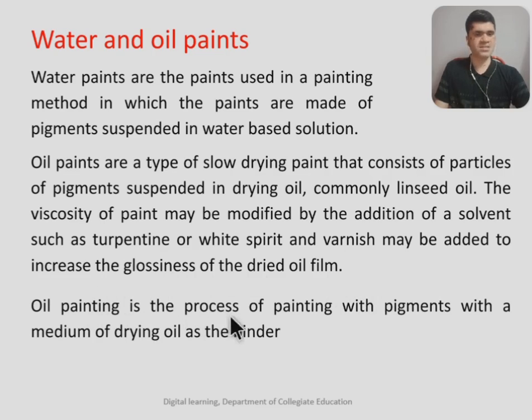Oil paint is the process of painting with pigments with a medium of drying oil as binder. Pigments we have already studied. Pigment contains zinc oxide for white, titanium dioxide for white, copper sulfate for blue. So pigments we have already studied. Lithophane, so all these things.